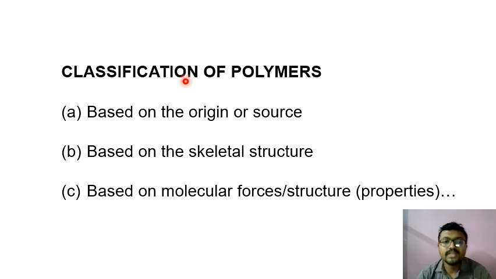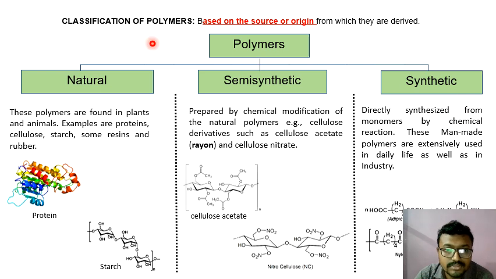Now, classification of polymer. We can classify polymers in different ways. One is classification based on origin or source, another based on skeletal structure, and another based on molecular forces. So these are the different ways of classification. First one: classification of polymer based on source or origin.